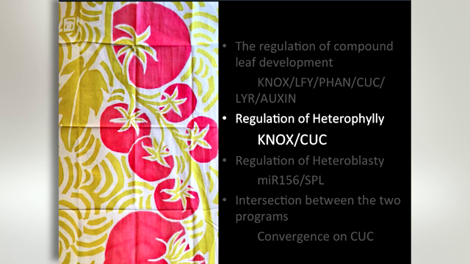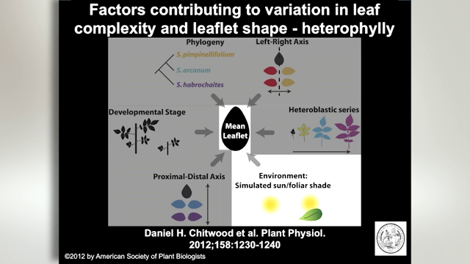So with that, I want to move on to the regulation of heterophylly, because in the end I want to tell you how these two programs, the heterophylly and heteroblasty programs, come together. Heterophylly is the change in leaf shape and complexity in response to the environment. And in tomato we have particularly looked at it in response to shade or light quality.